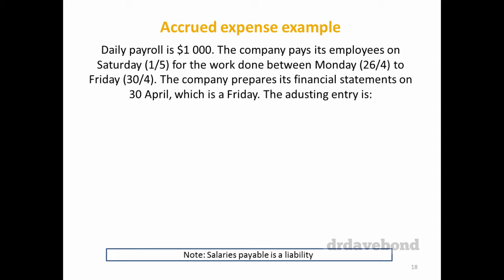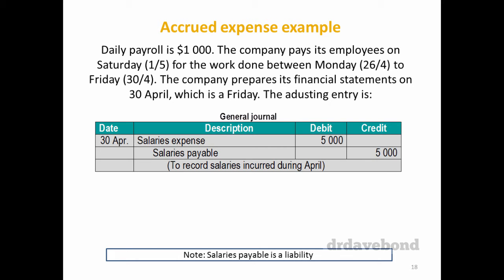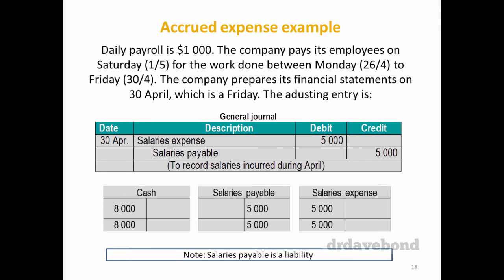Look, different numbers here. Different numbers than what I had over there, but it's the same idea. People have worked, they haven't yet been paid at the end of the financial year. In this case, it's 5 days. 5 days of $1,000 means they are owed $5,000. So salaries expense, salaries payable, with some different numbers, but the idea is very much the same. Cash doesn't get affected here, but salaries payable is increased by 5,000. Salaries payable is up by 5. Salaries expense is up by 5.